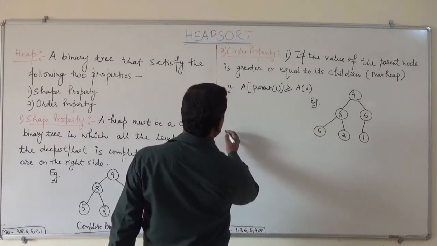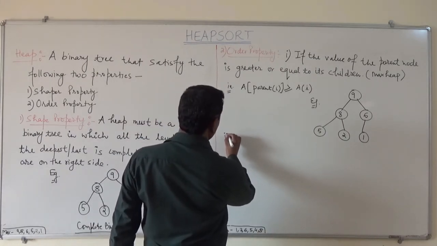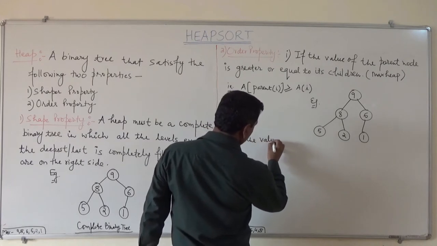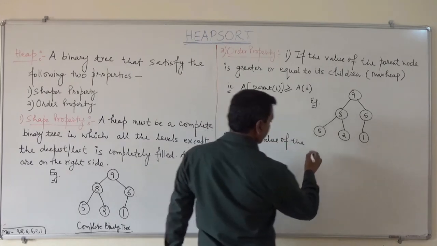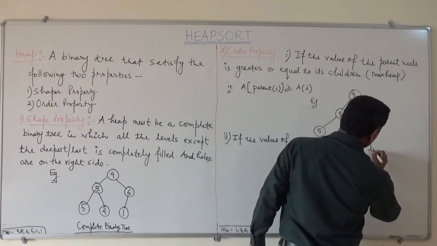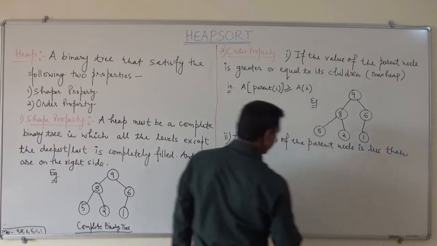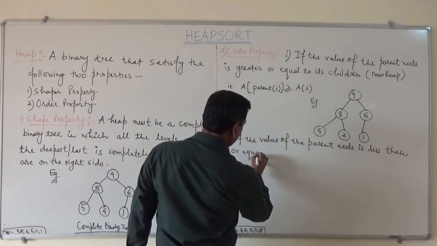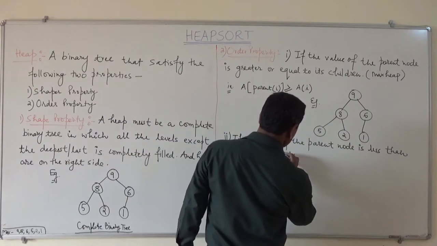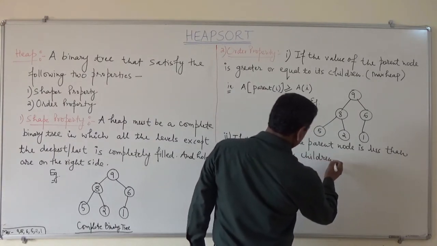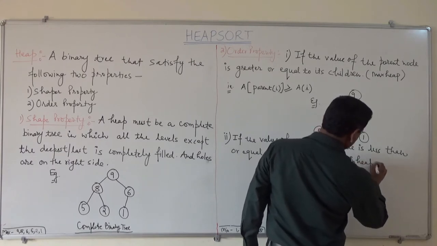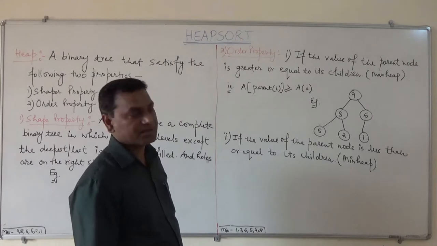Now we will see the second case of order property. If the value of the parent node is less than or equal to its children, this is known as Min heap. This is Min heap, in which the parent is always less than its children.